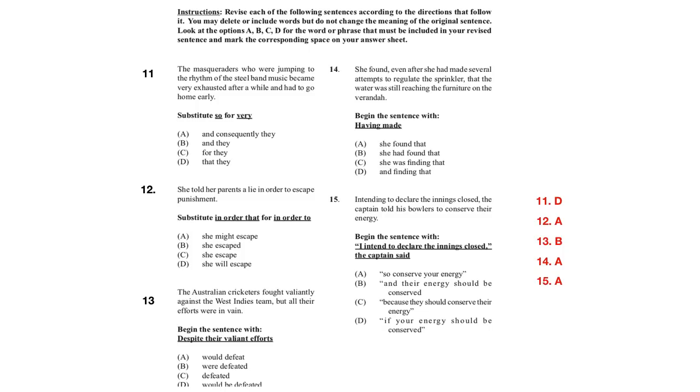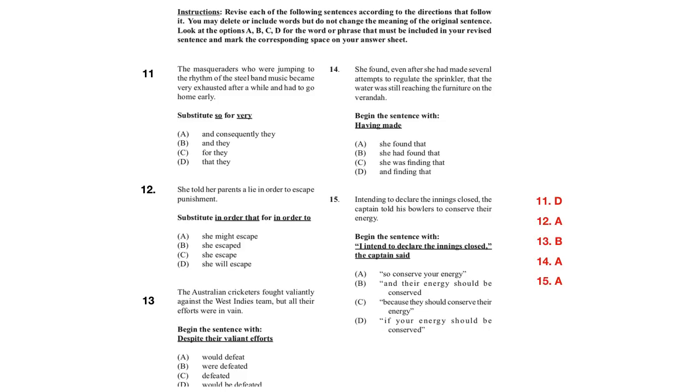So 11D. So again, what you're doing with these sentences, you're taking out and putting in something that they tell you to. Or you're beginning with something and concluding the sentence by looking at a link in the options. So question 12, she told her parents a lie in order to escape punishment. They're asking you to take out in order to and put in order that. So you start with the same thing in the original sentence. She told her parents a lie in order that she might escape punishment.